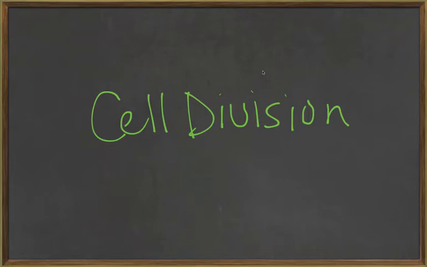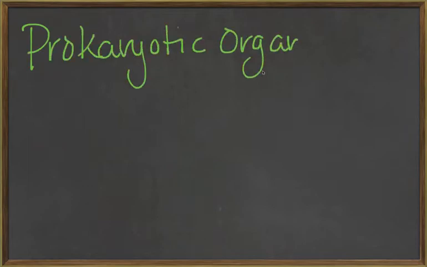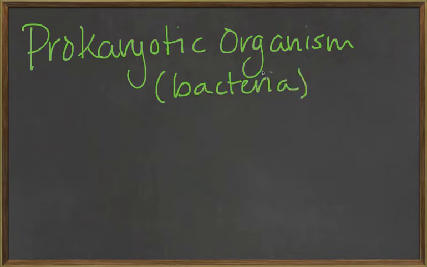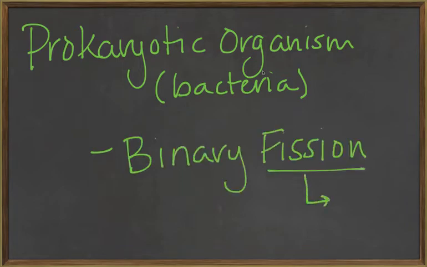If you remember all the way back to our very first unit, we talked about two different types of organisms. One of them was prokaryotic, one of them was eukaryotic. I'm going to start by talking about what a prokaryotic organism will do when it divides. When a prokaryotic organism, and I'm talking mostly about bacteria, divides, it does it through binary fission. Fission, if you concentrate on this, it means to split. So I'm splitting my cell. Binary means into two pieces. So I split my cell into two pieces.